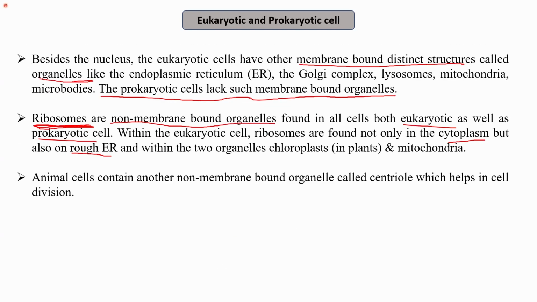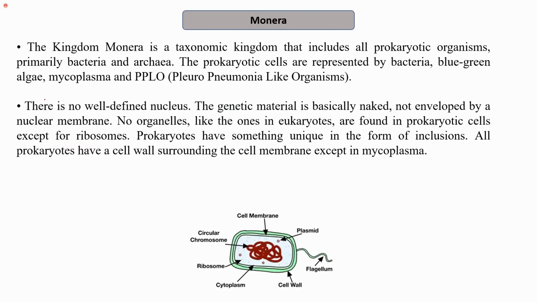So this was about the eukaryotic and prokaryotic cells. So we can start with the kingdom Monera. We know that the kingdom Monera includes the prokaryotic organisms. It is a taxonomic kingdom that includes all the prokaryotic organisms, primarily bacteria and archaebacteria. So all the bacteria, archaebacteria, mycoplasma, all the organisms that are prokaryotic are placed into the kingdom Monera.